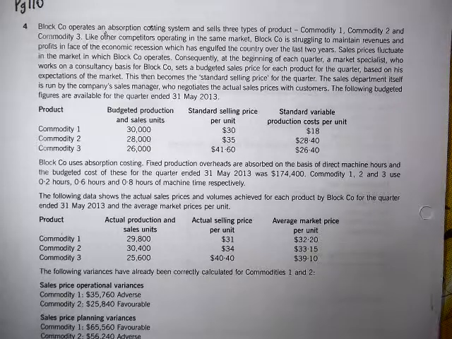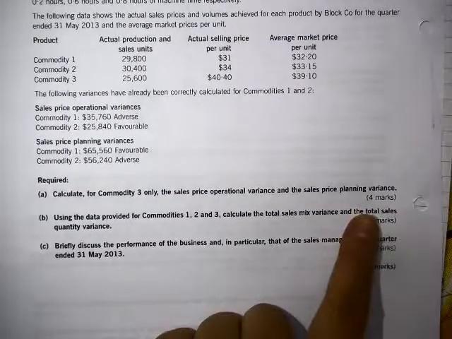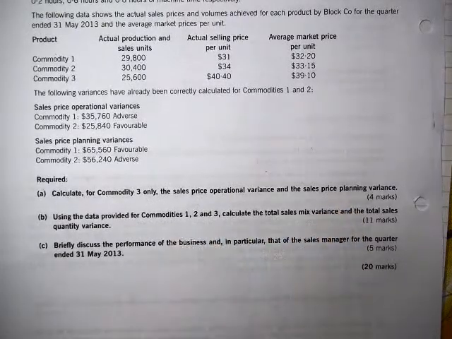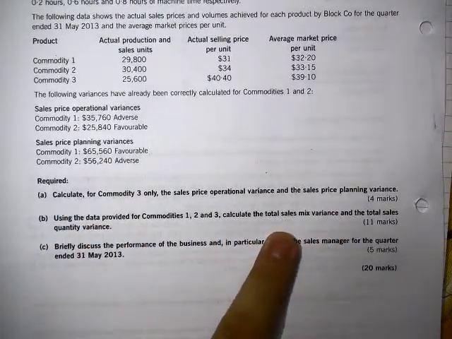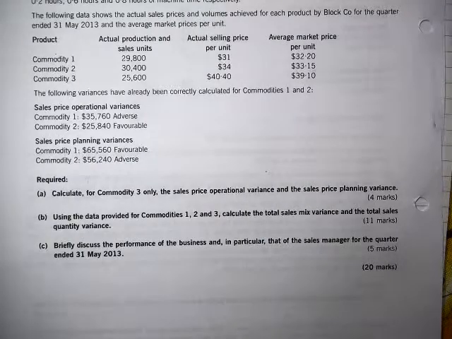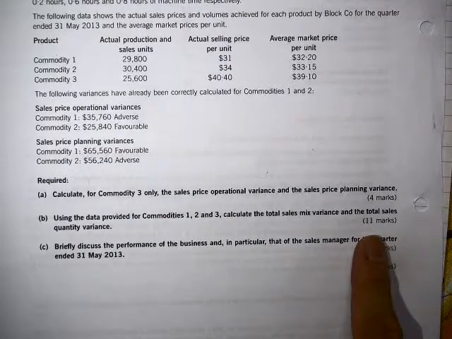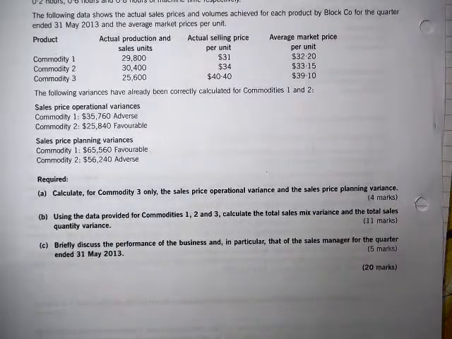And then B, using the data provided for commodities 1, 2, and 3, calculate the total sales mix and sales quantity variance. Now, you have a 15 marks requirement just to work out price planning and operational for commodity 3, and then this is mix and yield. You just need the table and then fill in the blank, and that's 11 marks. Now then, part C, briefly discuss the performance of the business, in particular that of the sales manager for the quarter ended 31st May 2013.